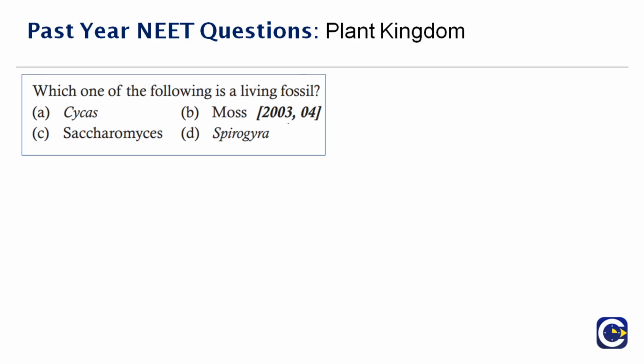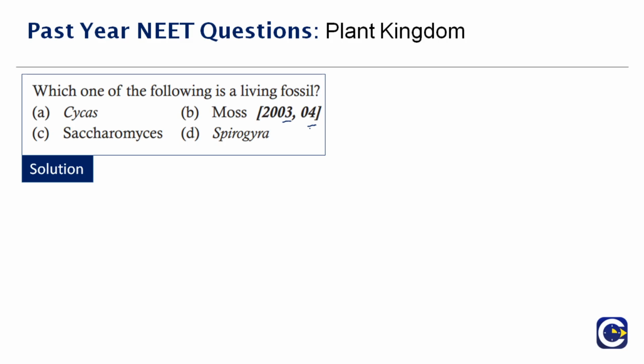This question was a repeated question which was asked in 2003 and 4. Which one of the following is a living fossil? I think we already discussed a lot about this in the earlier slides. Now, what does living fossil do? What is the meaning of living fossil first? Living fossils are any organisms whose closest relatives are extinct and that was once itself thought to be extinct.